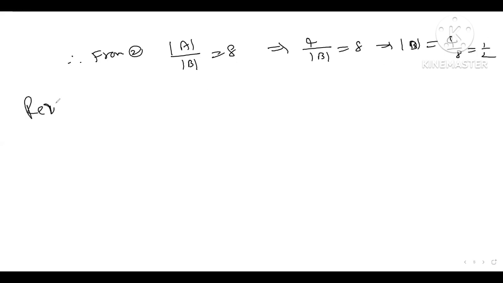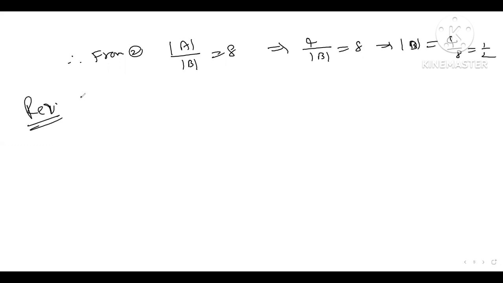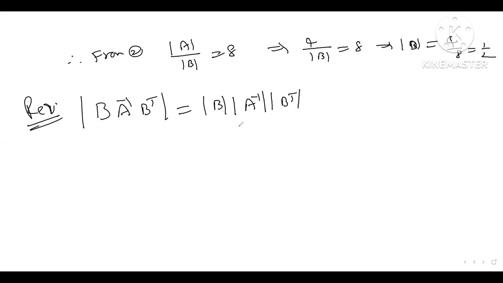But what is required here? Required is delta of B A inverse B transpose. Delta of B A inverse transpose of B is nothing but delta B into delta A inverse into delta transpose of B. Delta B into delta of A inverse is nothing but delta A whole inverse. Delta B transpose and delta of transpose of B, both are equal.